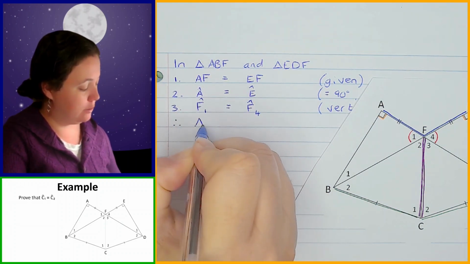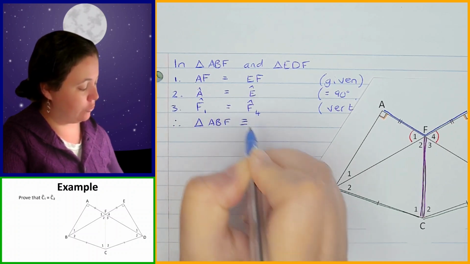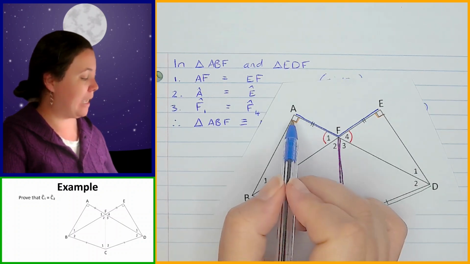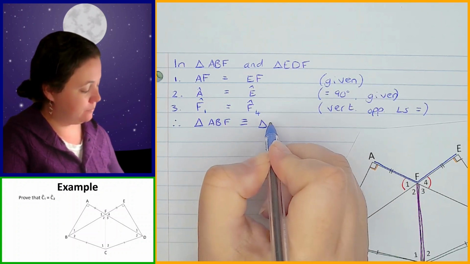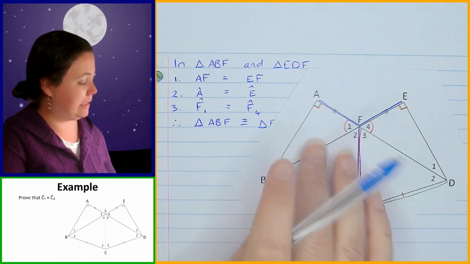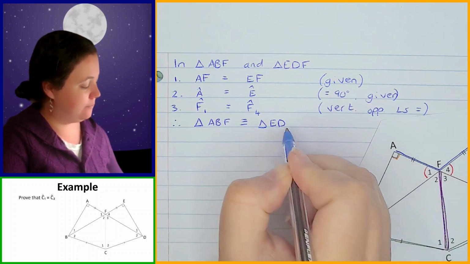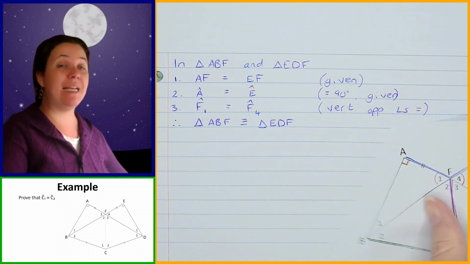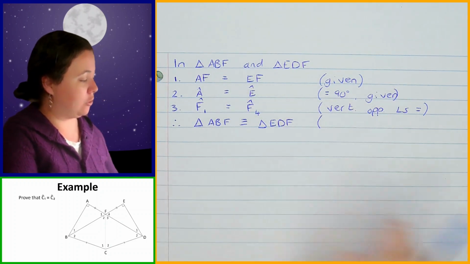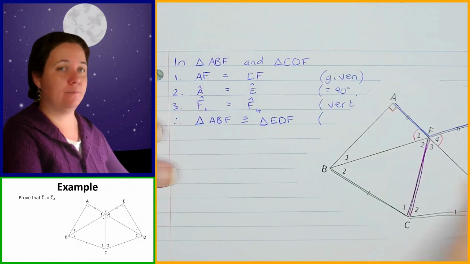So triangle ABF is congruent to triangle. Now I just need to make sure that I have got it in the correct order. So A matches E, B matches D, and F matches F. And the reason that I know that these are congruent is because I've got angle, side, angle.